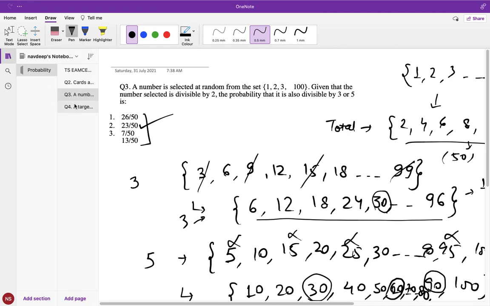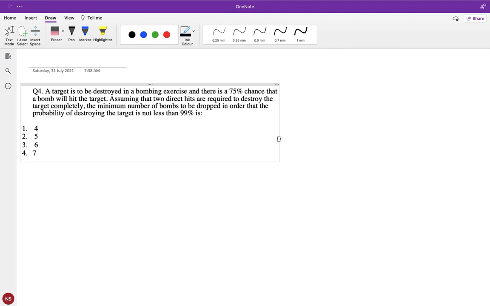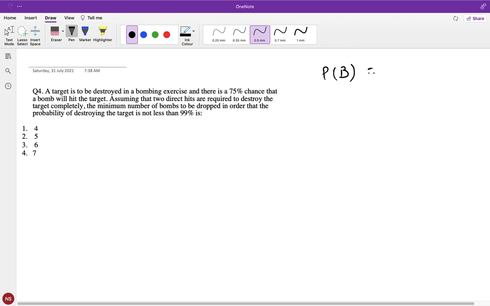Okay, let us move on to the last problem on probability that was asked. A target is to be destroyed in a bombing exercise, and there is a 75% chance that a bomb will hit the target. So I'm hitting a target, and the probability of a bomb hitting it, let us say that bomb hitting is B, is 75%. So 75 is what? 75 by 100, or 3 by 4.